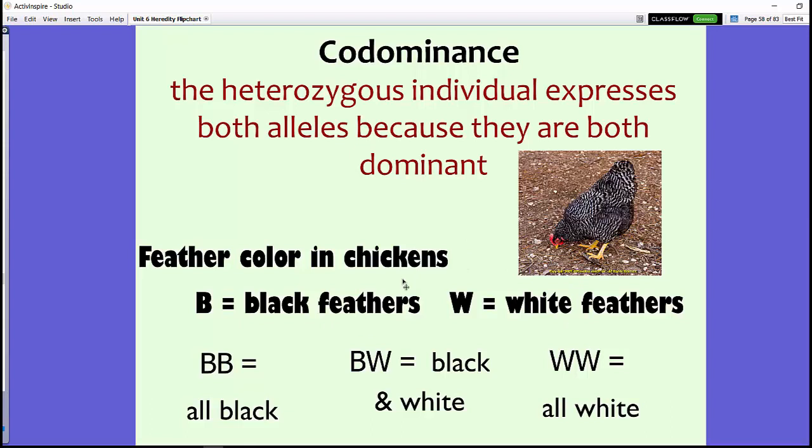Well, neither one of these is actually dominant over the other. They're actually both dominant. So what happens here is that two alleles are dominant, and it shows both traits. So in this case, in the picture, we have the chicken that has both black and white feathers. So neither one of them is fully dominant. They're both dominant. And so there's no mixing like we have in incomplete dominance. Each one is fully expressed in the individual.